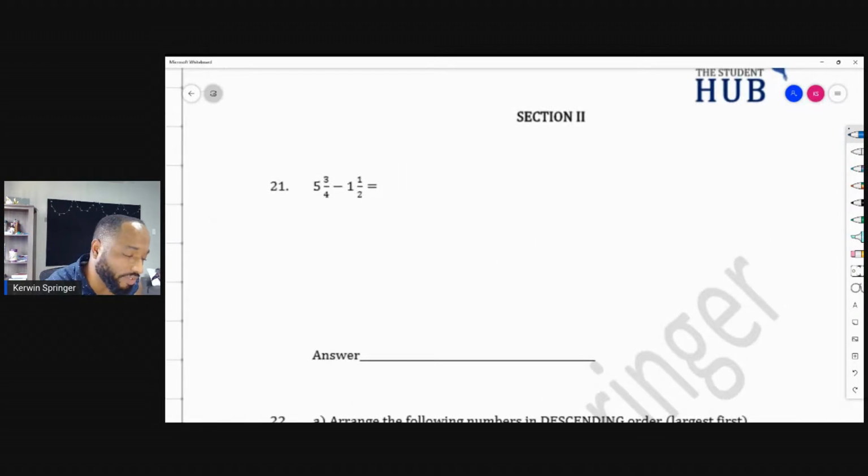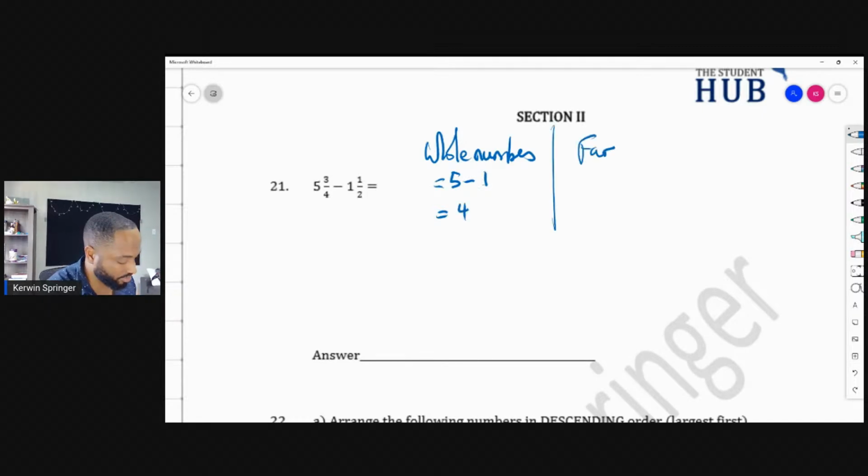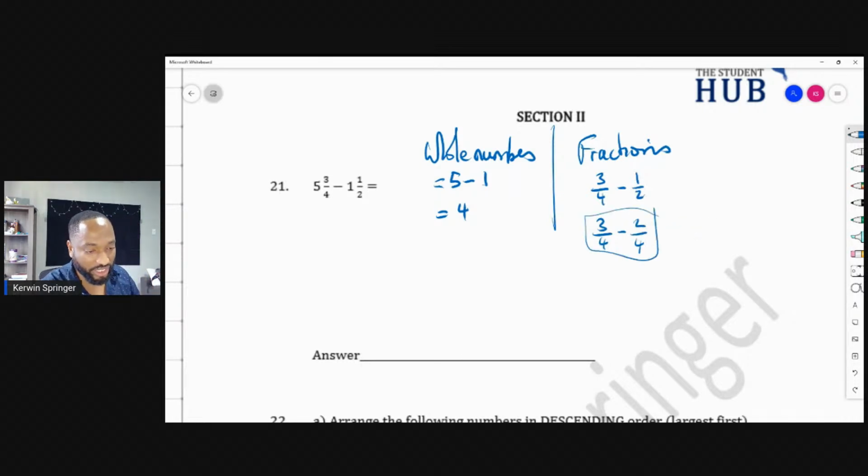Let's do this with the whole number fraction route, where the whole numbers would be 5 minus 1, which is equal to 4. And the fractions, not fractions. Fractions would be equal to 3/4 minus a half. But a half is the same as 2/4, right? So we have equivalent fractions here, which means we can just subtract the numerators. So this becomes 1/4. So the answer is 4 1/4.